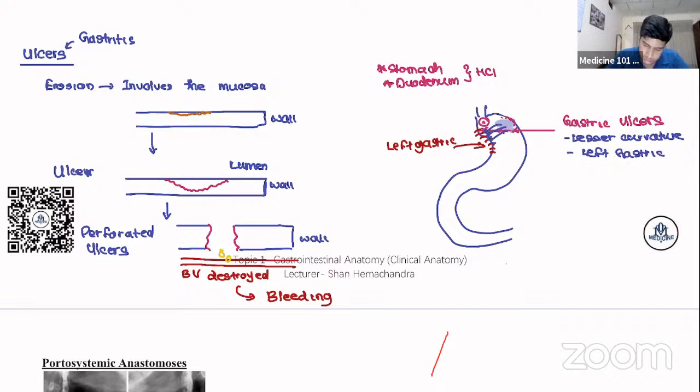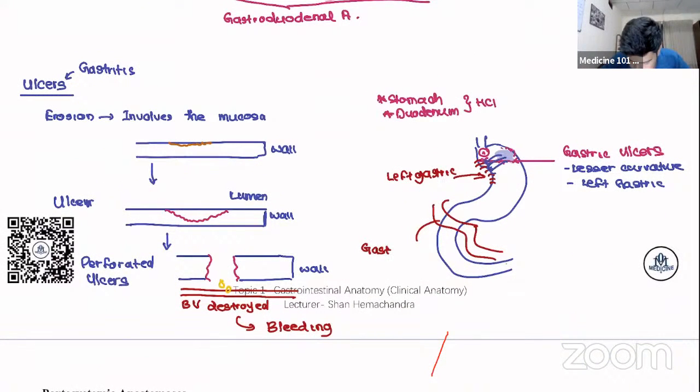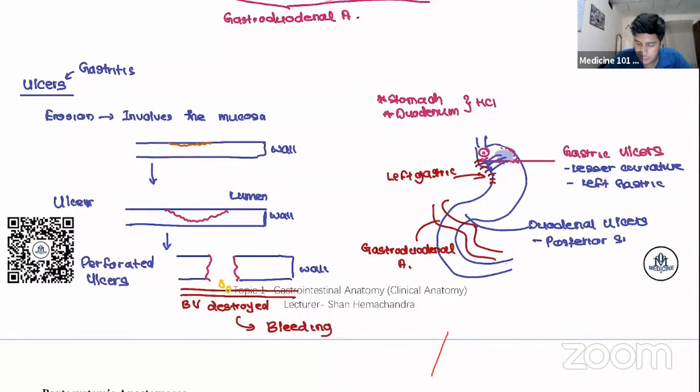Okay, the second thing. Wait, don't draw that yet. Just draw it like this. When it comes to the duodenum, which artery do you think is going to be affected? We just discussed one. It's the gastroduodenal. So duodenal ulcers, obviously because it occurs next to the stomach, will affect the gastroduodenal artery. And these ulcers are found, just remember this, on the posterior surface. It affects the gastroduodenal arteries.